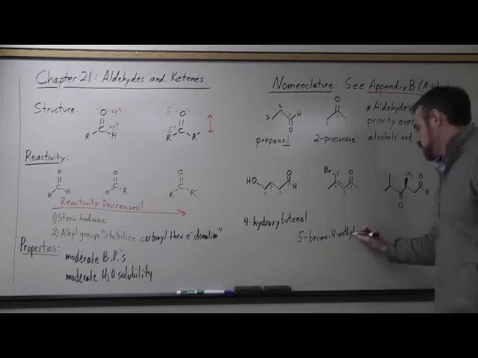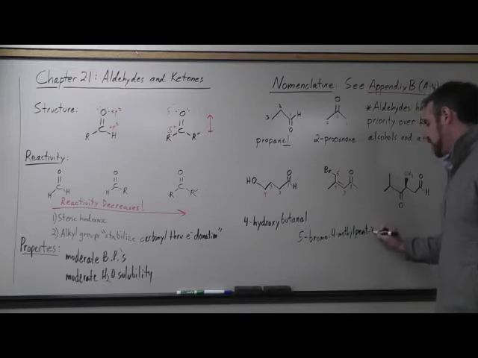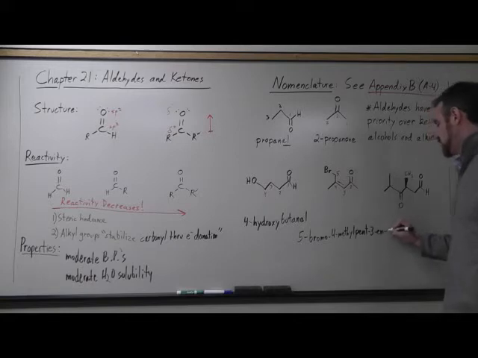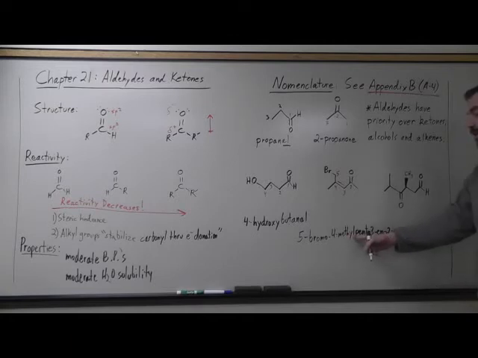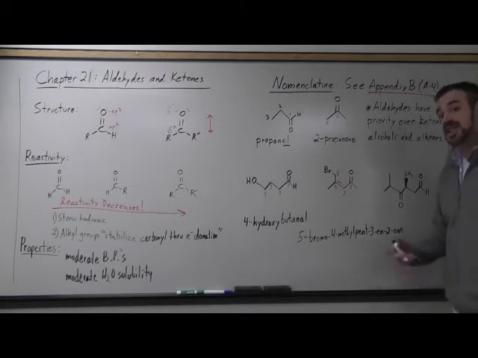So this can be 4-methylpent-3-en-2-one. You could also put the 3 out here in between methyl and pent, and that would still refer to the alkene part, but this way is acceptable.